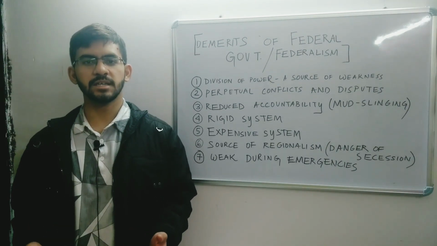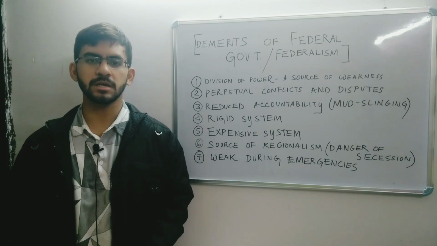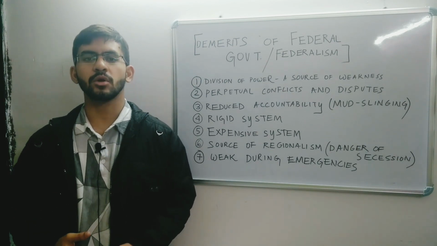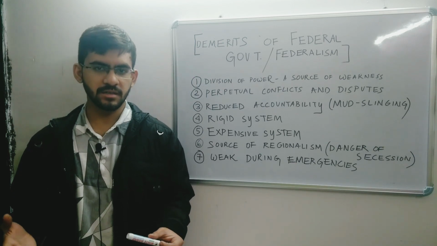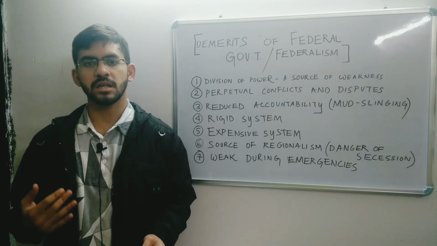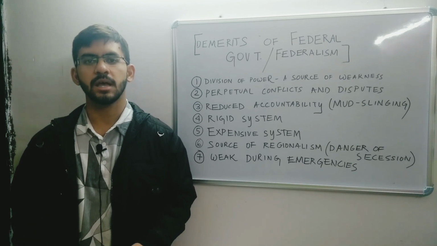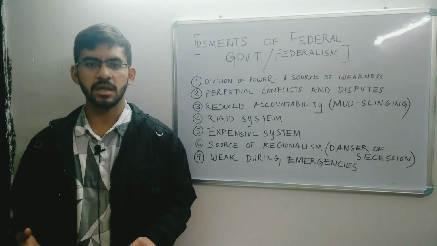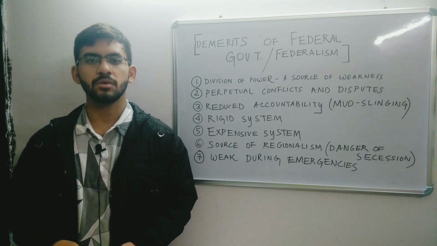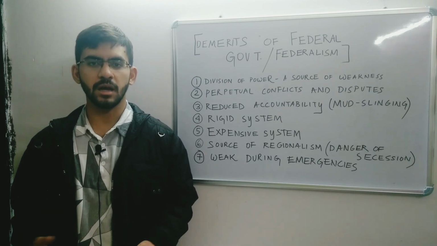A federal state is also considered to be weak during emergencies because the central government cannot entirely act on its own. It cannot take unilateral actions or decisive decisions. It has to essentially consult the state governments, collaborate with them, coordinate with their efforts, and solve the emergency together. So that is considered to be a demerit because during an emergency, you are supposed to take quick action instead of waiting for consulting others.